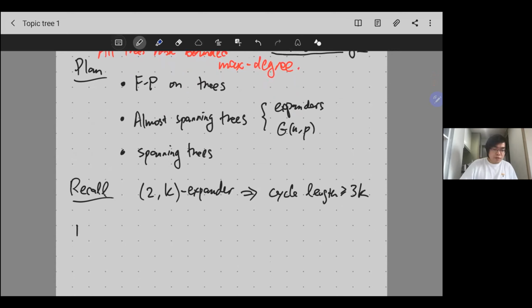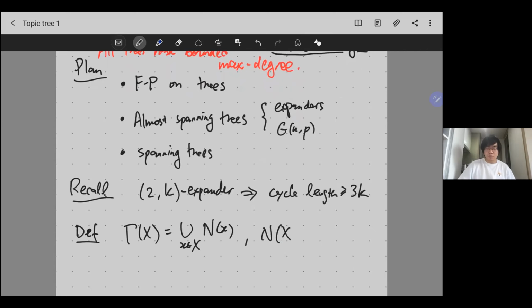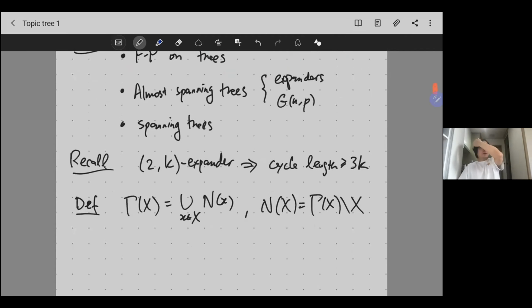Let me first define some not very standard notation. I define Γ(X) to be the neighborhood of X. So this is not the external neighborhood. Recall that usually when we write N(X), this is the external neighborhood, which is the neighborhood minus X itself.